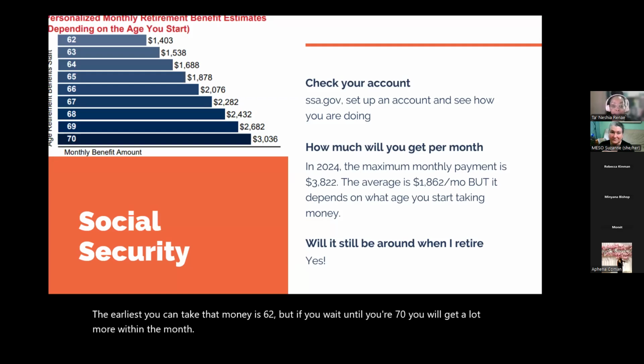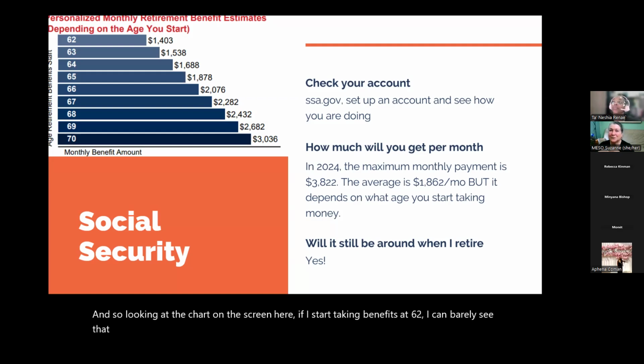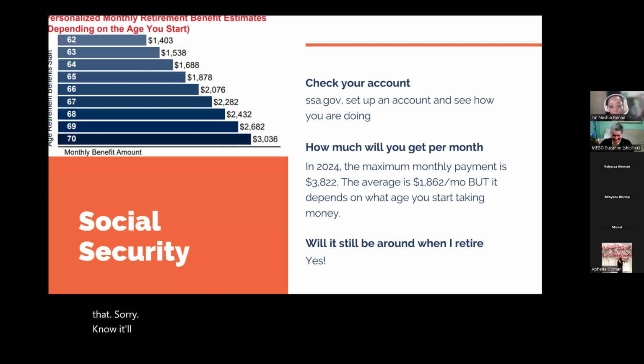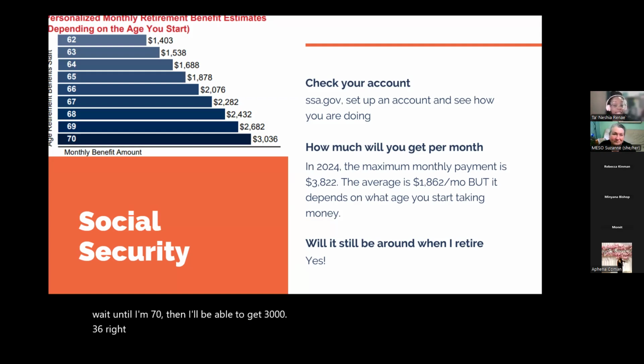And so, looking at the chart on the screen here, if I start taking benefits at 62, I can barely see that, sorry. It'll be, thank you, $1,403. But if I wait until I'm 67, it would be $2,282. And if I can wait until I'm 70, then I'll be able to get $3,036, right? That's an 8% increase per year. So it is worth it to wait if you can.